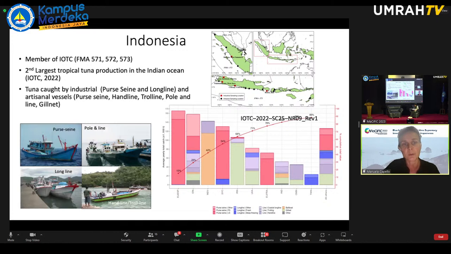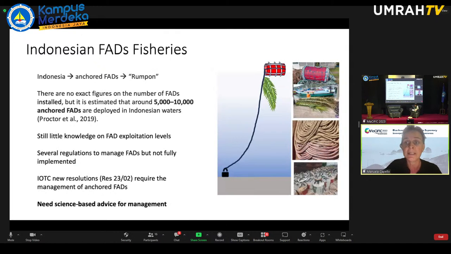And tuna is caught by both industrial and artisanal vessels. The tuna fisheries in Indonesia use anchored FADs, which are called rumpon. Currently there are no exact figures on the number of FADs, but it is estimated that around 5,000 to 10,000 anchored FADs are deployed in Indonesian waters. There's still little knowledge on these FAD exploitation levels, and also there were several regulations to manage FADs that were not fully implemented.